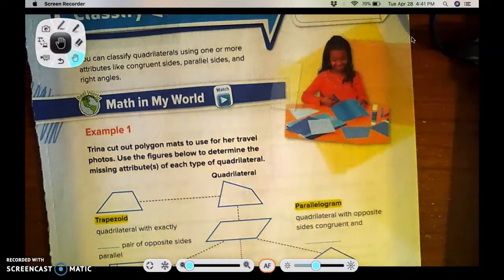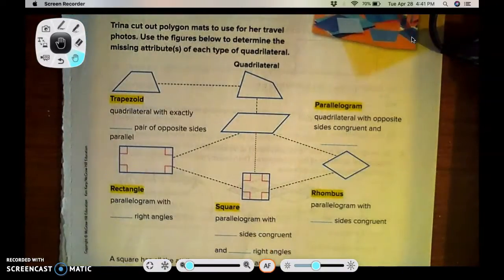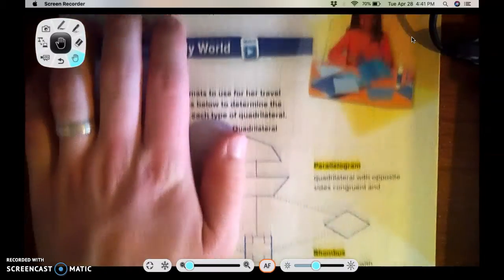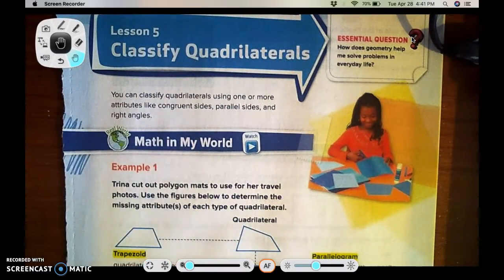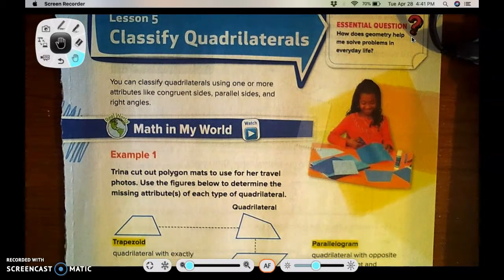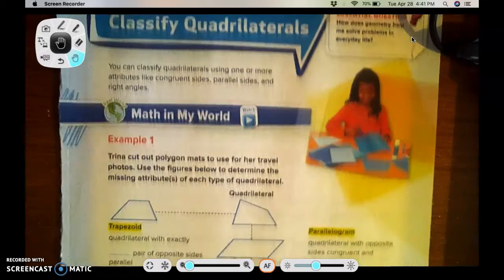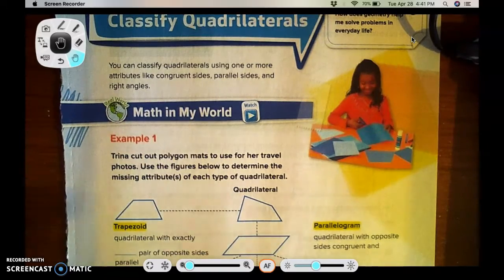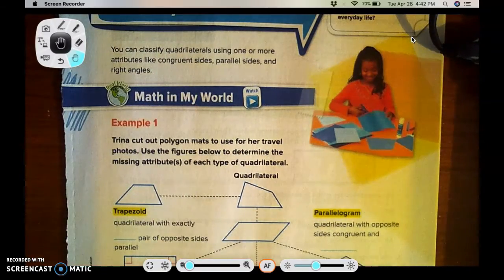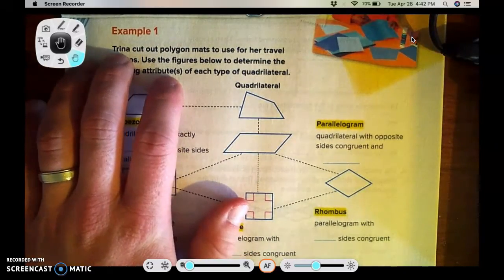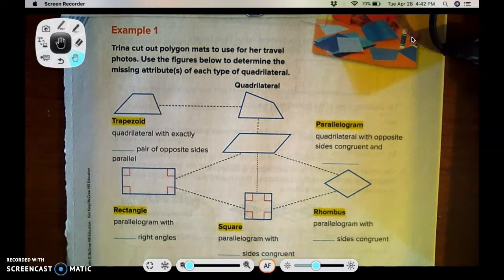And now I'm going to jump into lesson 5, just do a little bit of that for you. So now we're going to classify the quadrilaterals. Now that we know some of the attributes that we're looking at, we're going to classify them. You've probably done this before last year, but it's a good refresher for you. You can classify quadrilaterals using one or more attributes like congruent sides, parallel sides, and right angles. Example 1: Trina cut out polygon mats to use for her travel photos. Use the figures below to determine the missing attributes of each type of quadrilateral.